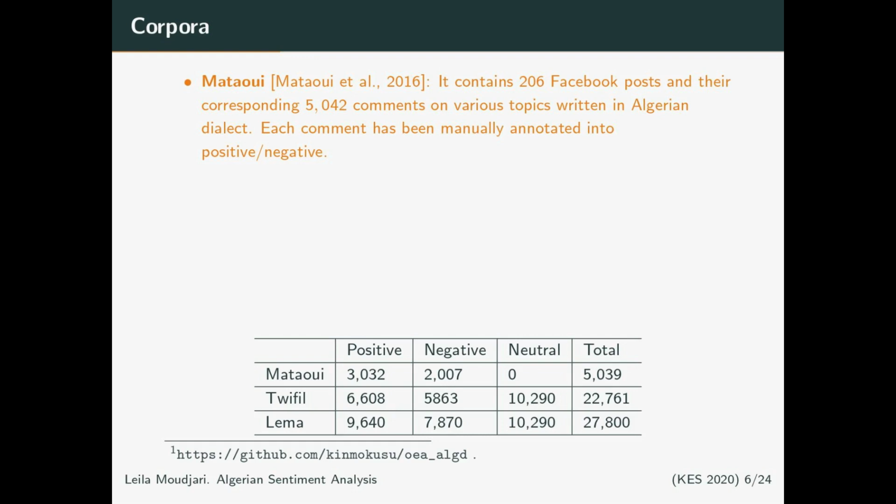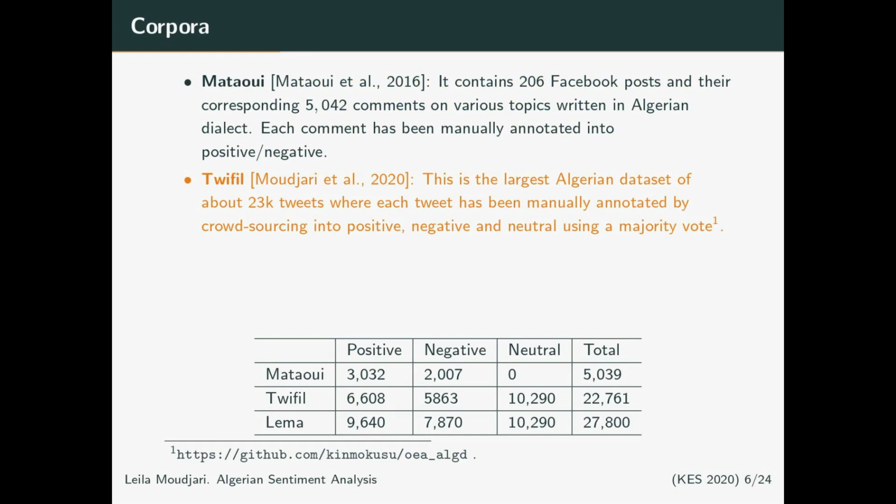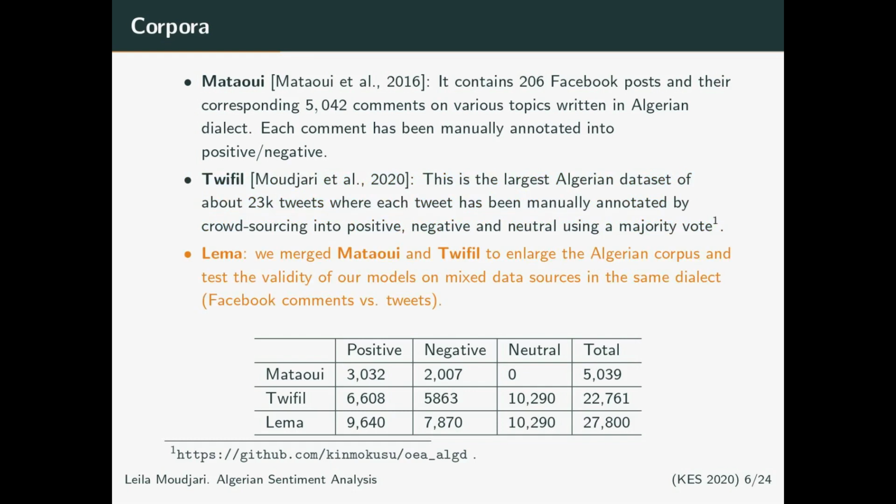To perform our experiments, we relied on 2 publicly available corpora. The first dataset's text contents were posts and comments collected from Algerian Facebook pages. The second is the corpus that we created in a previous work, composed of Algerian labeled tweets. The third is the combination of the first 2 corpora, resulting in a larger corpus to help test the validity of our models on mixed data sources in the same dialect. Facebook comments versus tweets.